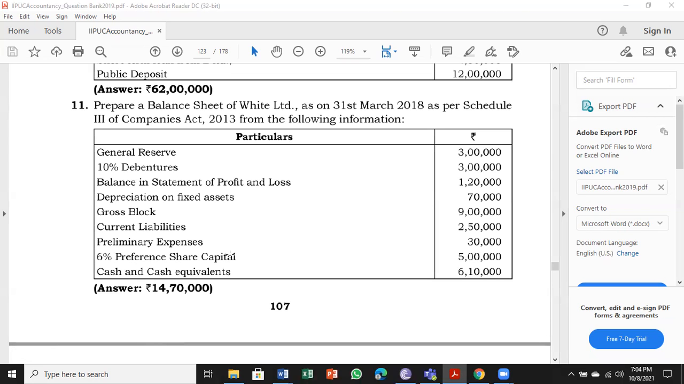Next, 6% preference share capital is a liability. Cash and cash equivalent is an asset. So we have here 9 amounts, 9 items. So we have to prepare a balance sheet for that.